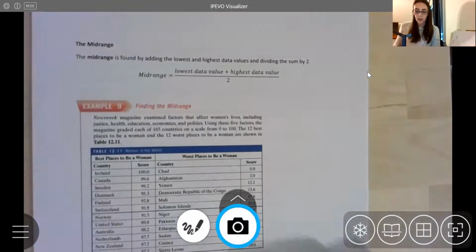The last measure of central tendency, again, which is not used as frequently, but it's still a good one to know, is called the mid-range. And what you do is you add the lowest and the highest values and divide by 2.